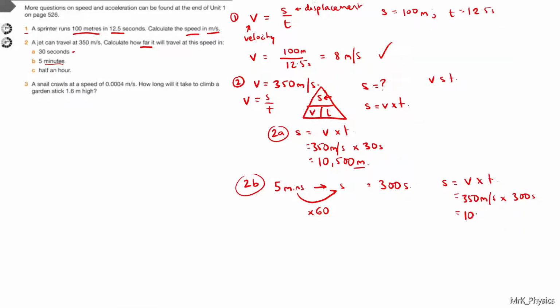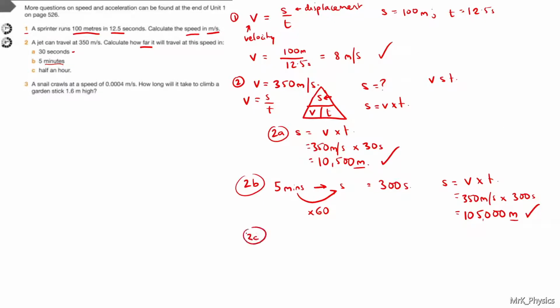Okay, 105,000 meters. Again, why is it meters? Meters per second times seconds, so the seconds cancel out, we're left with meters, and that essentially is the answer for 2b. That's 2a. This one here we might as well do 2c.